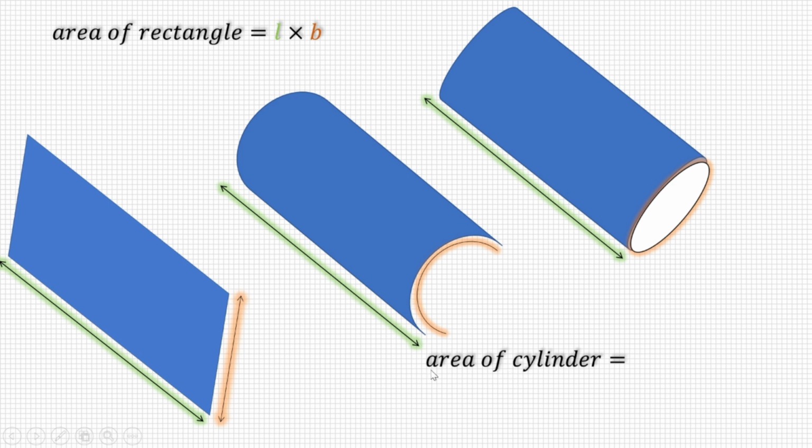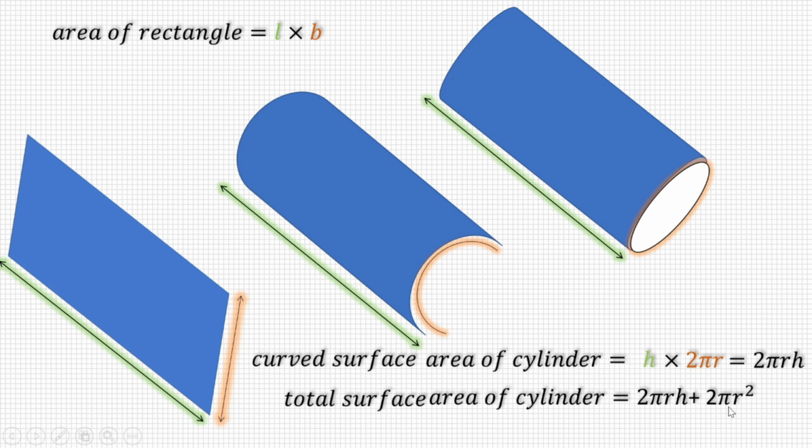So now we can say the curved surface area, meaning the area of the curved surface of the cylinder, is actually equal to L into B. That means H into 2 pi r. This is H, green is H, and B is 2 pi r. That means 2 pi r H. And if we have to find the total surface area, as the cylinder has two more faces, top and bottom, and both are circular, the total surface area will be 2 pi r H plus 2 pi r square.